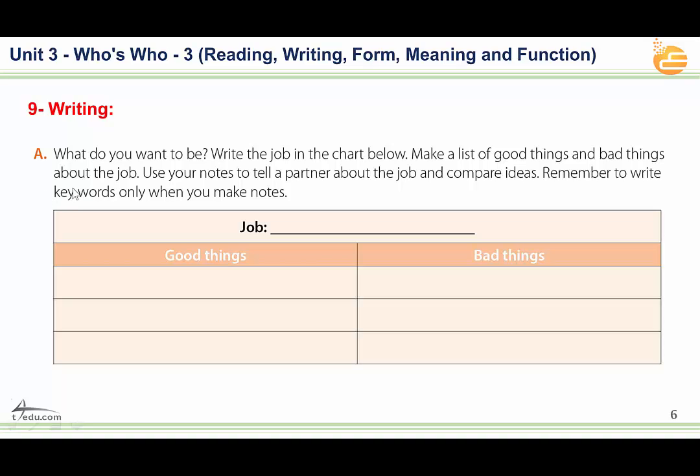Okay, so let's do it together. I will do it here in this table and you will do it in your book. Do you agree with that? Very nice. So, what about you? What is the job that you like? If you want me to start, I will say, the job. I know that I'm a teacher now, but if you asked me a few years ago, I would say the job that I want to be is a businessman. I want to be a businessman, okay?